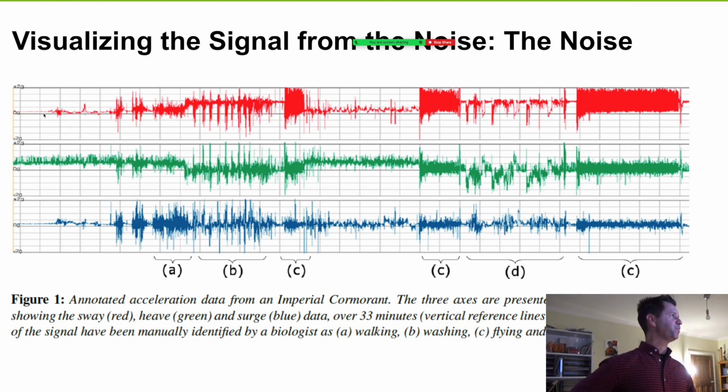And they claim, for example, that they can infer the behavior of some of these animals just by looking at this time series data, the three components of the acceleration data, which is quite difficult. Right? The red corresponds to what they call sway, the green corresponds to what they call heave, and the blue corresponds to what they call surge. And this is only 33 minutes of time series data, right?